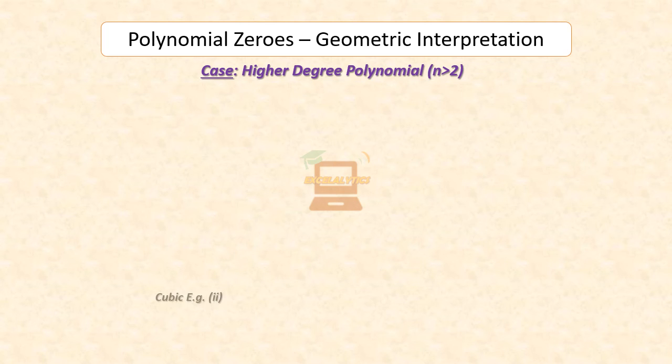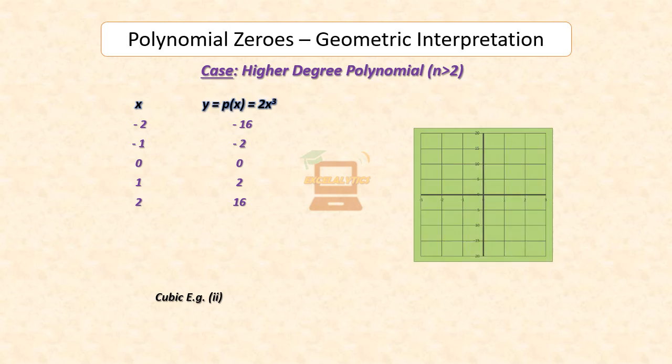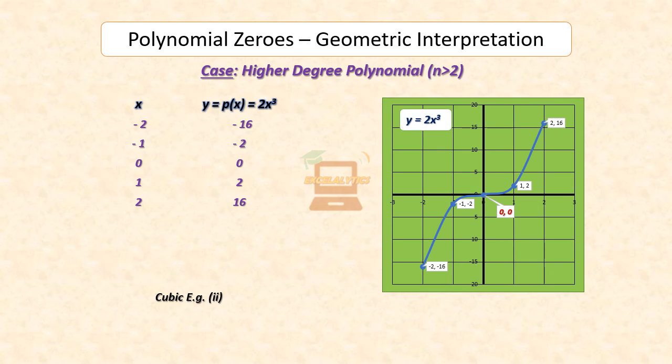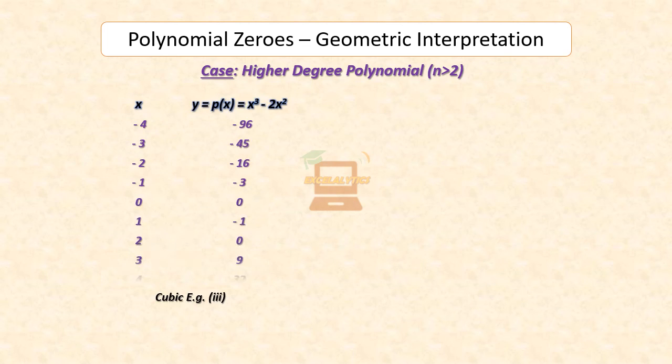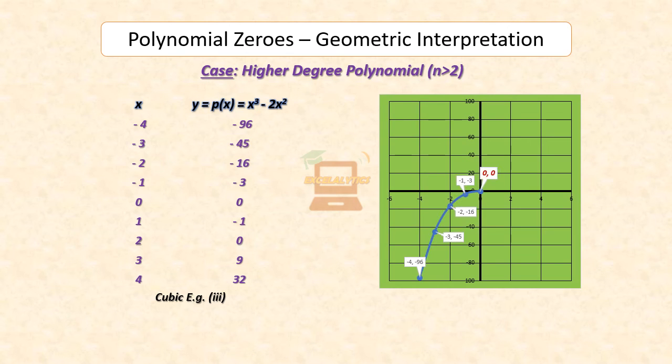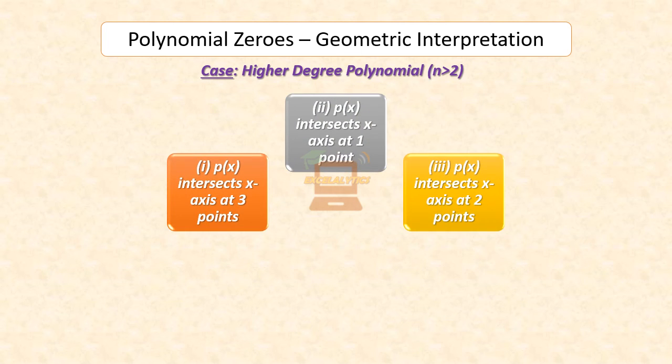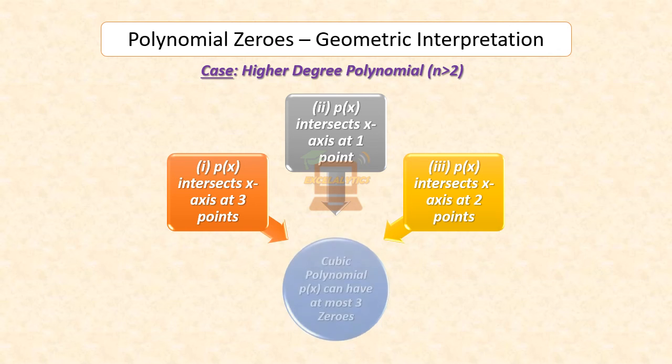When the cubic polynomial is y equals 2 times x cubed, we obtain the following graph by plotting x versus y using random values of x. Here we have just one zero of the polynomial, which is x equal to 0. Similarly, when we have a cubic polynomial y equals x cubed minus 2 times x squared, plotting the graph with random values of x, we find that the polynomial has two zeros, 0 and 2 respectively. That is, the graph intersects the x-axis at two distinct points 0, 0 and 2, 0. From the above examples we can conclude, a cubic polynomial can have at most 3 zeros.